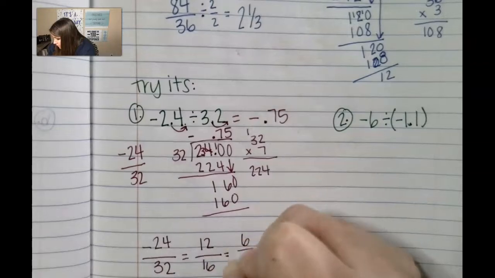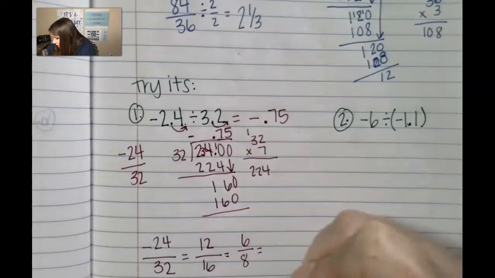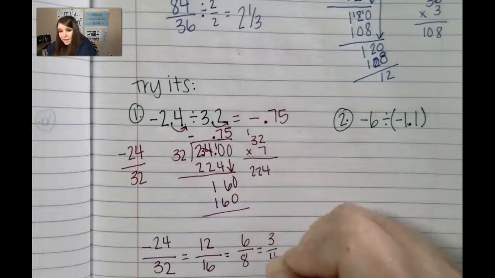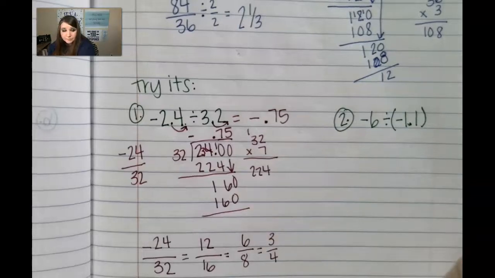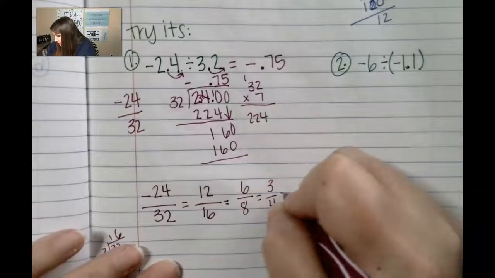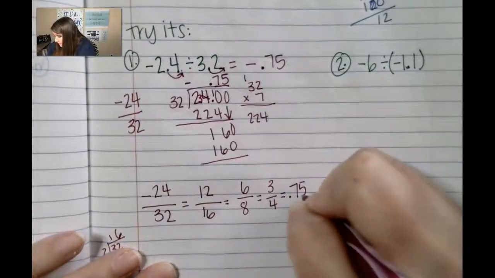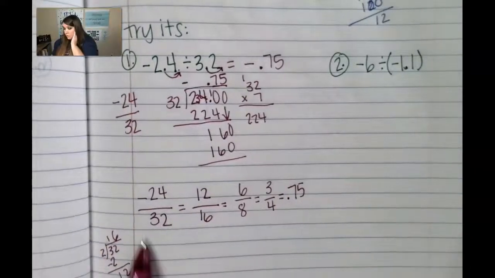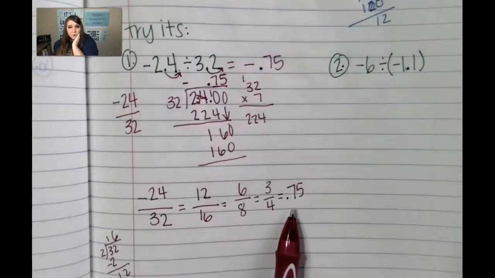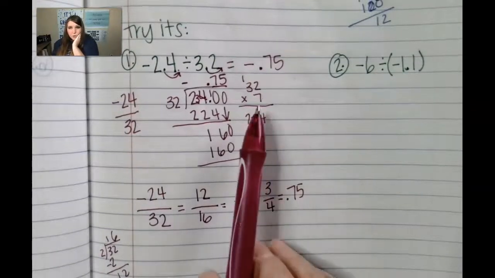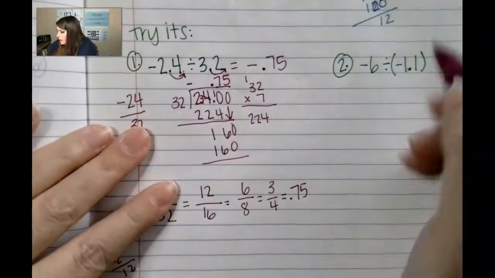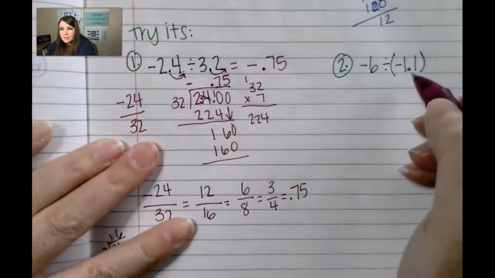That would give you 6 over 8. Cut it in half again. That would give you 3 over 4, and we know 3 quarters is the same thing as 0.75 or 75 cents. So you can use this method if you want and just cut them in half over and over again, or you can move your decimals, your choice. Okay? All right, let's look at this problem.